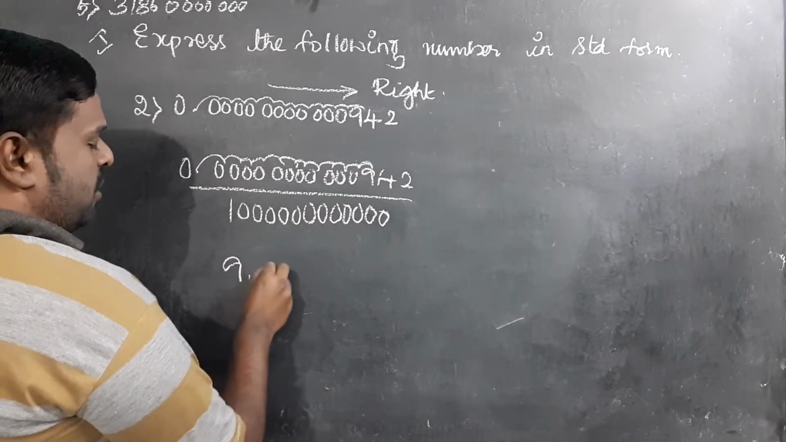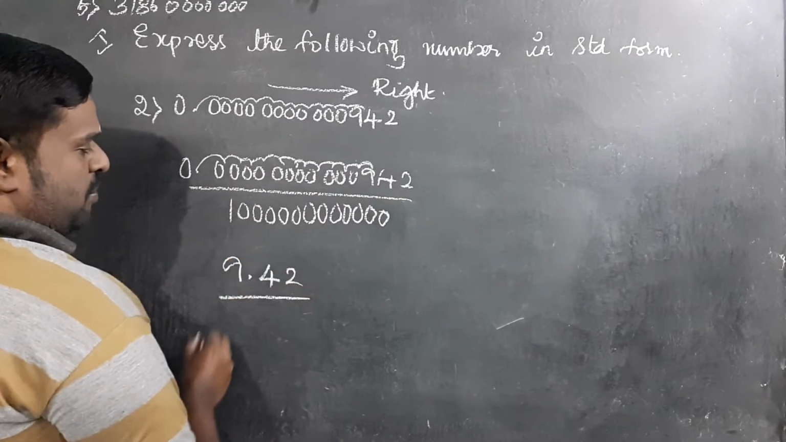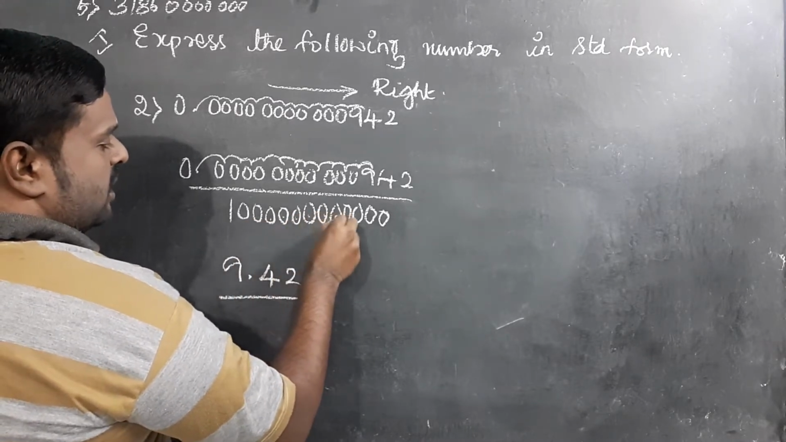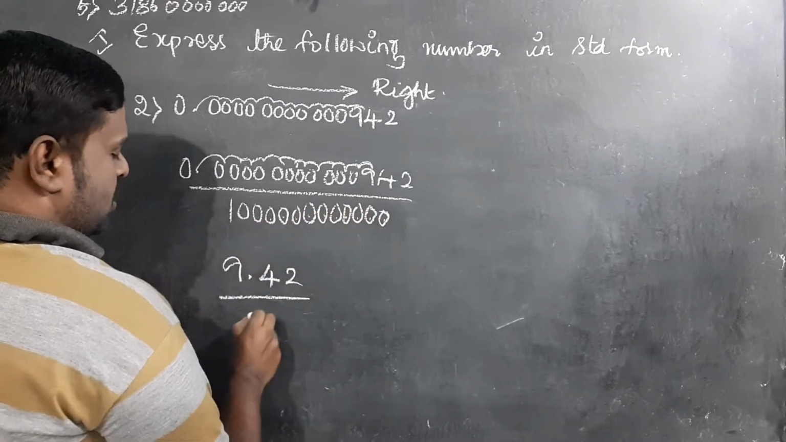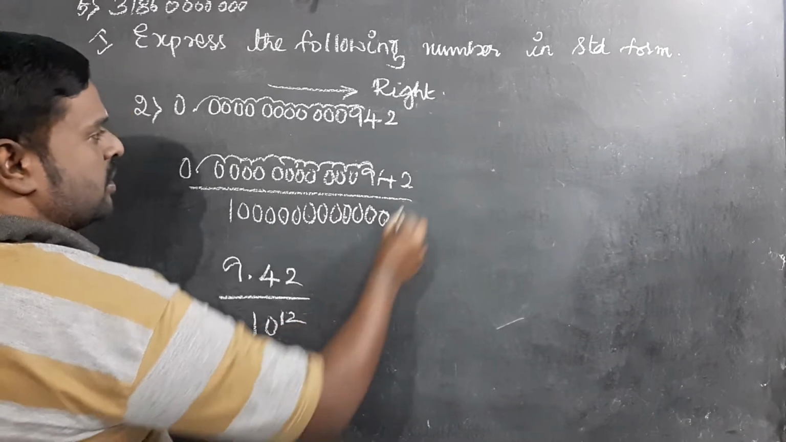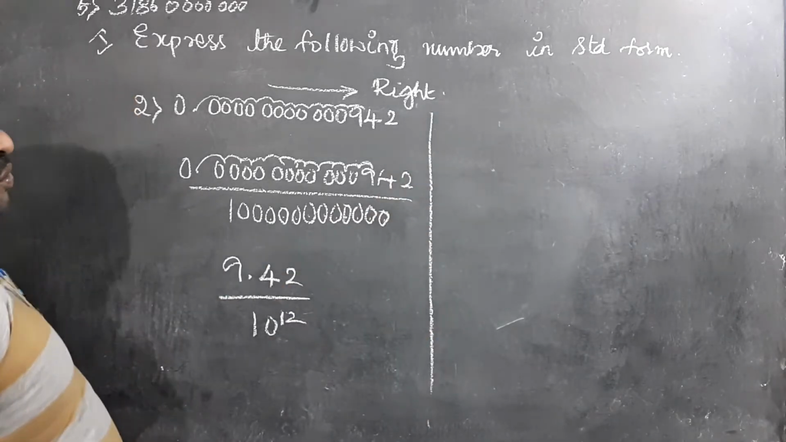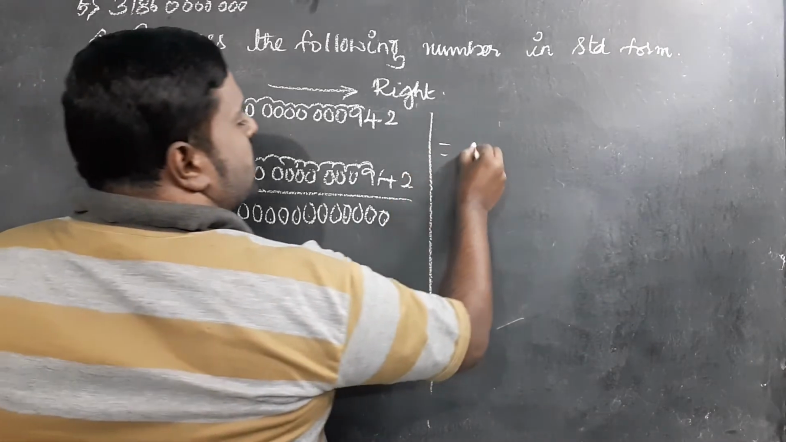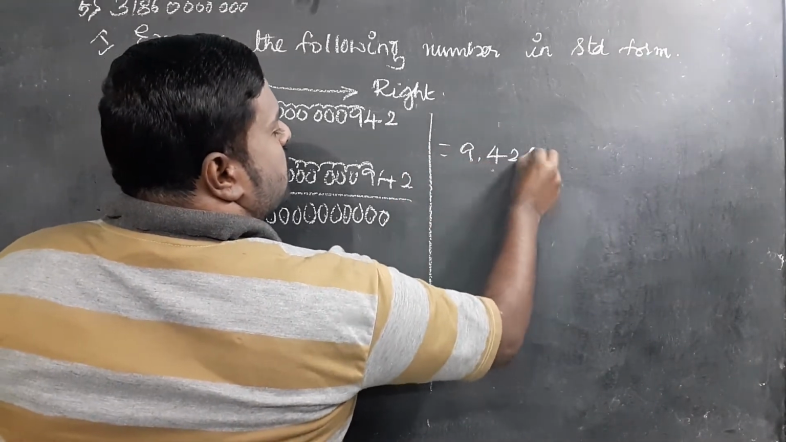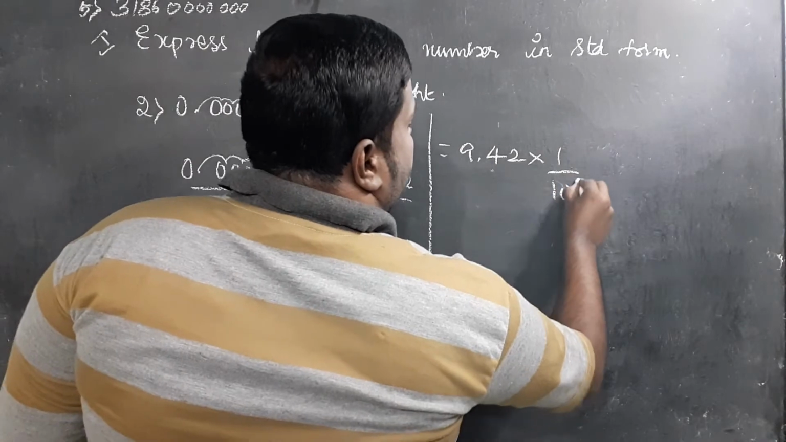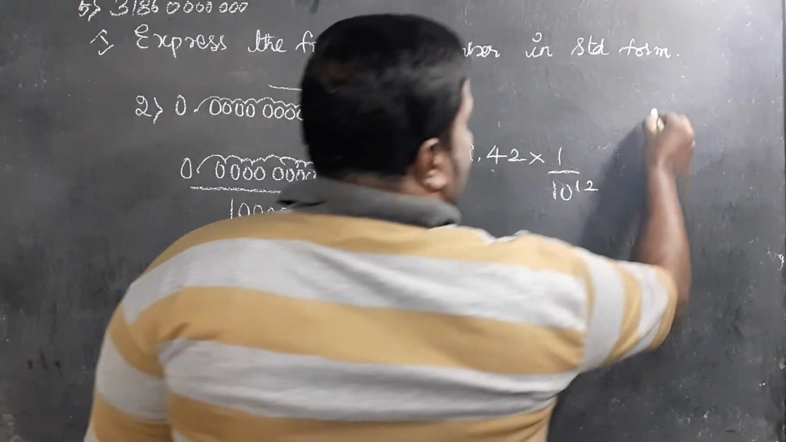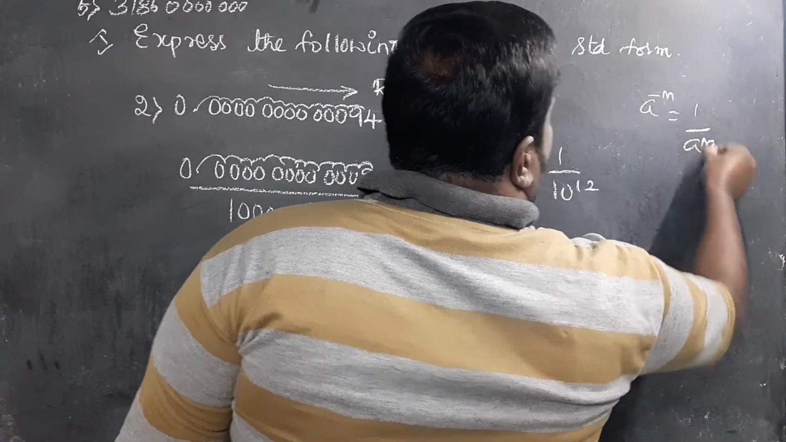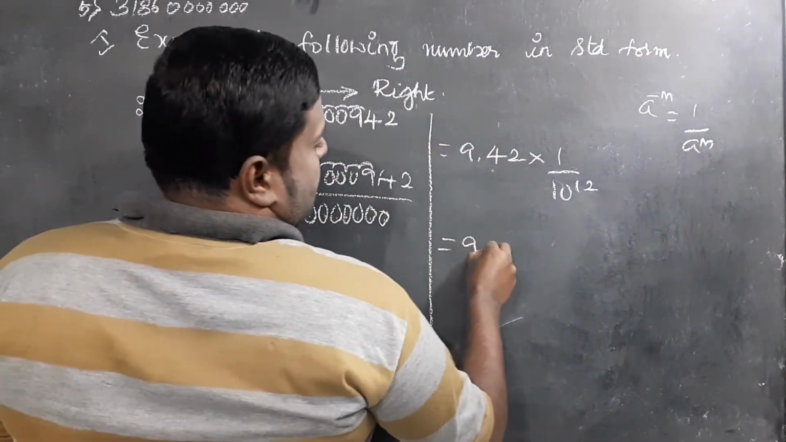So 9.42 divided by, look at here, 1, 2, 3, 4, 5, 6, 7, 8, 9, 10, 11, 12. So 10 to the power of 12. 9.42 divided by 10 to the power of 12. Still I can write it as 9.42 into 1 divided by 10 to the power of 12. We know that yesterday we have learnt a to the power minus m, it's nothing but 1 divided by a to the power m.